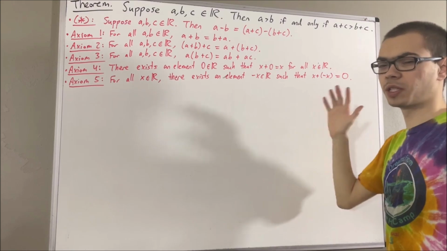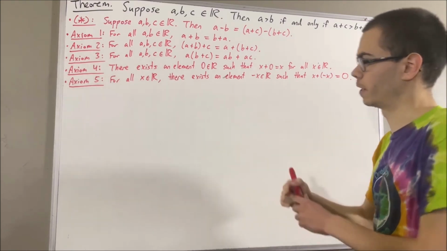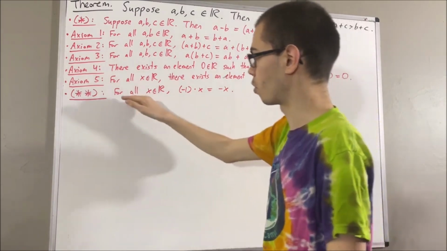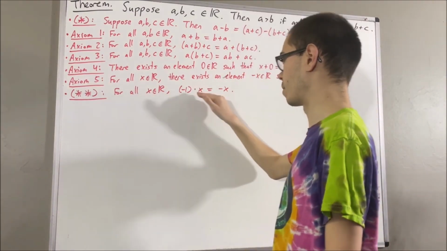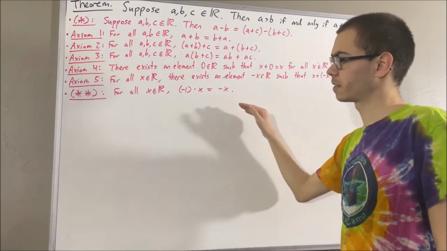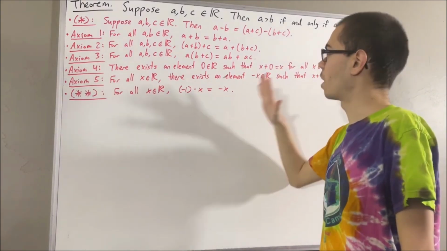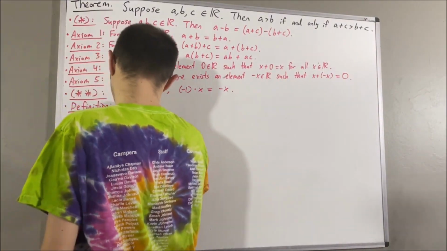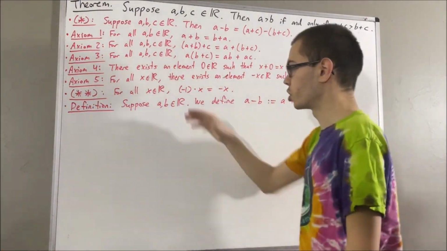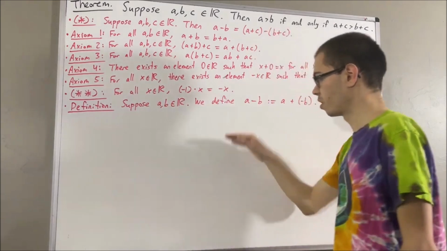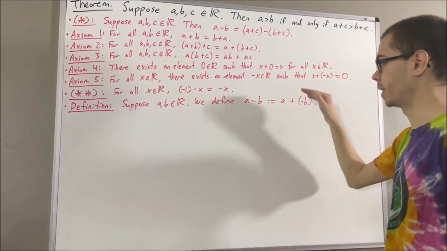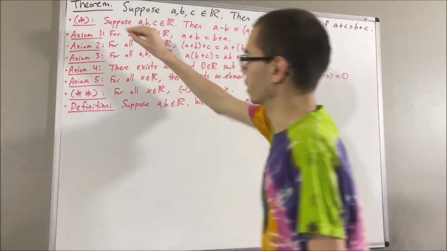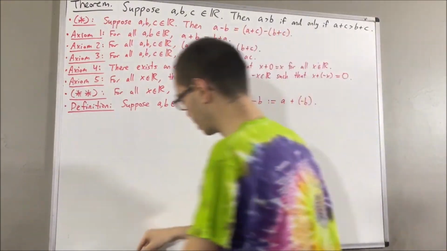Now, we're also going to be using the following fact, which we have proven. We have proven, for all real numbers x, negative 1 times x is equal to negative x. And our definition of subtraction is as follows. Suppose A and B are real numbers. We define A minus B to be A plus the negative of B. Okay, so now let's get into proving this preliminary result.